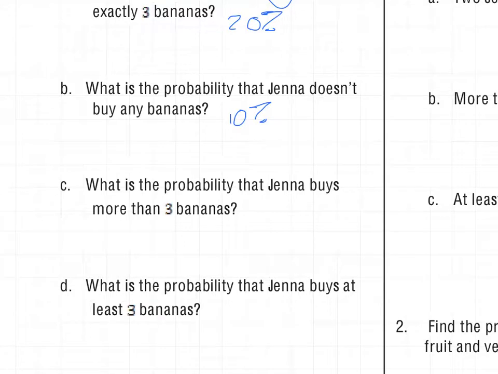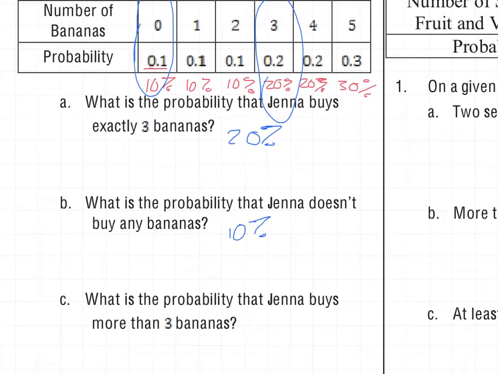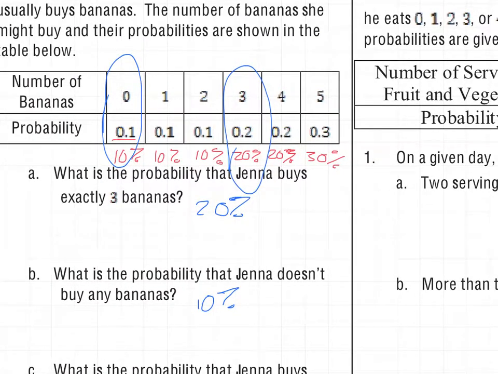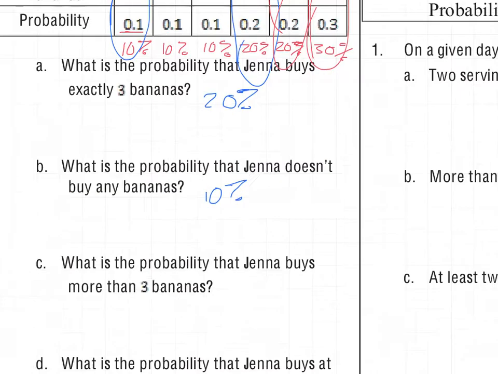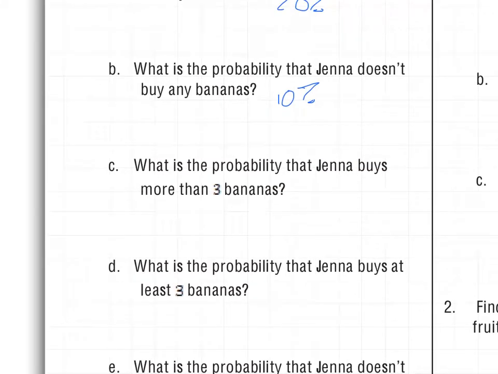So it says more than 3. That's not going to include 3. So looking at this, we're talking about the probabilities of 4 and 5 bananas. And when we add those together, that's going to be 20% plus 30%, and that's going to be 50%.